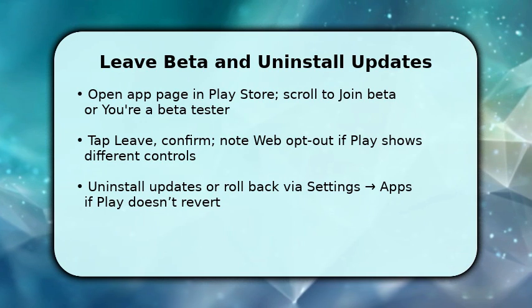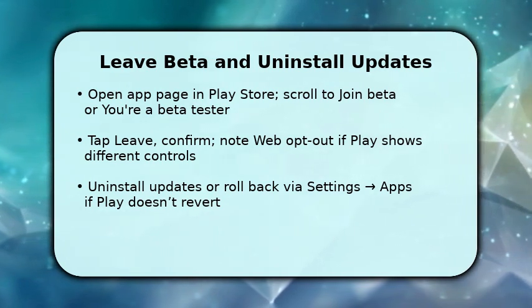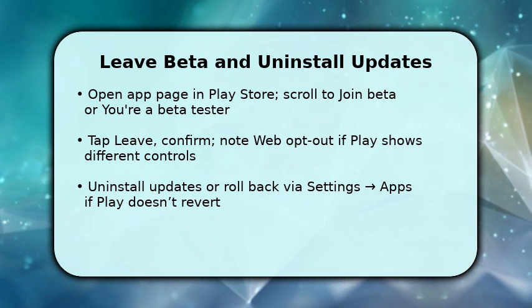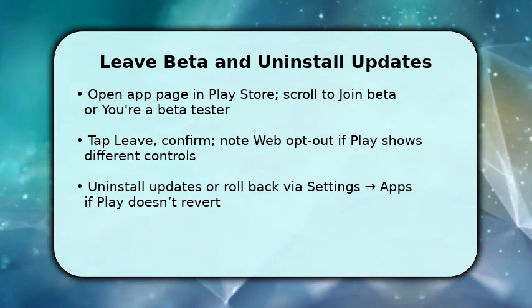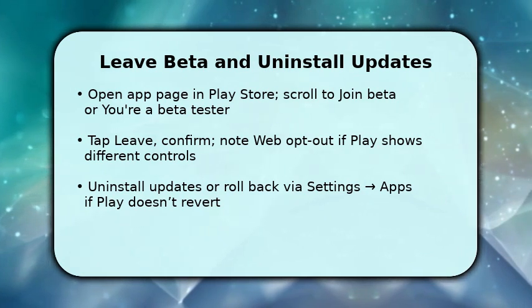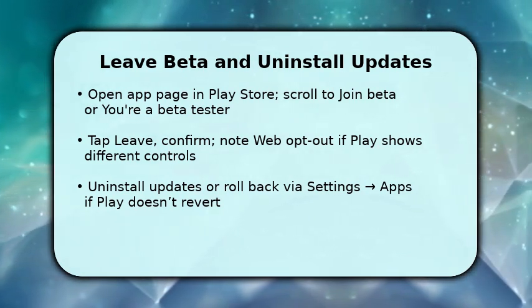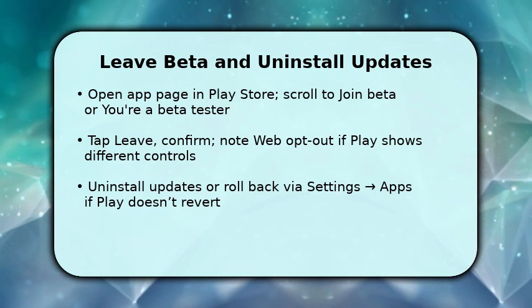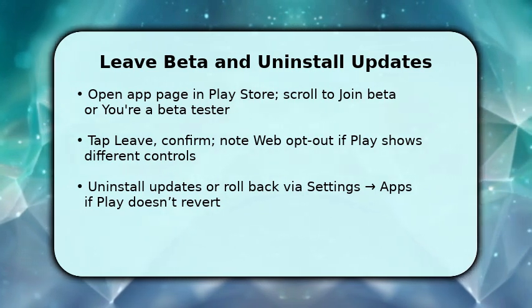Make sure to check the Play website if the option differs there, because sometimes web and app controls are out of sync. After leaving, uninstall updates from Settings, Apps, if the app remains on a beta build. That forces the stable package to reinstall. This sequence ensures you revert to the public release.